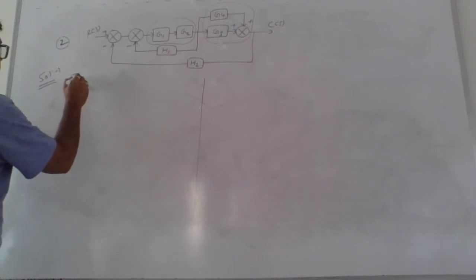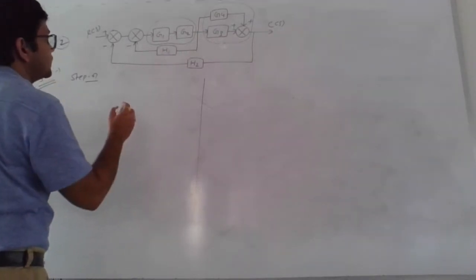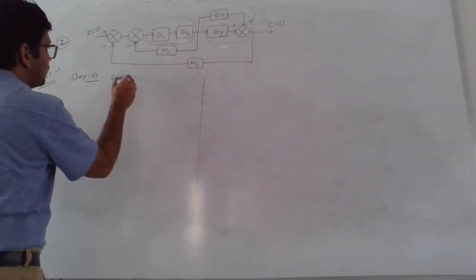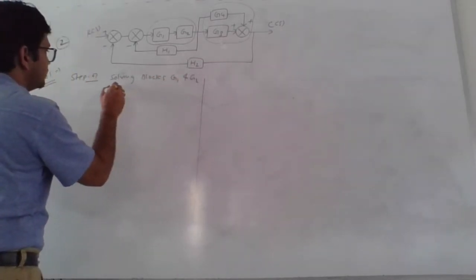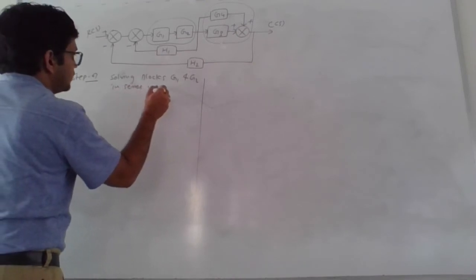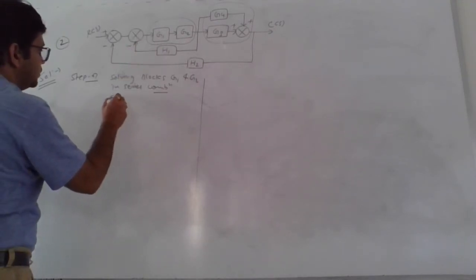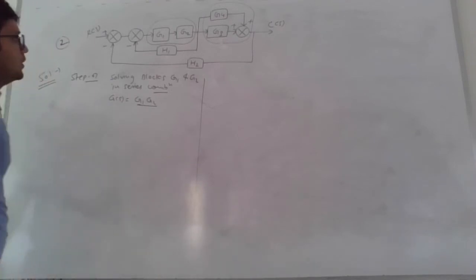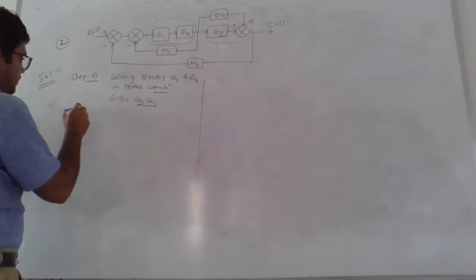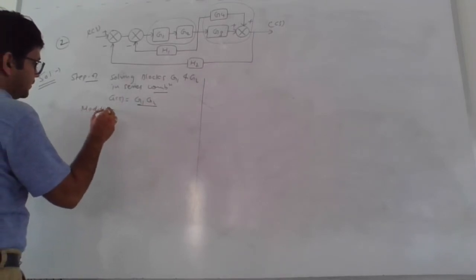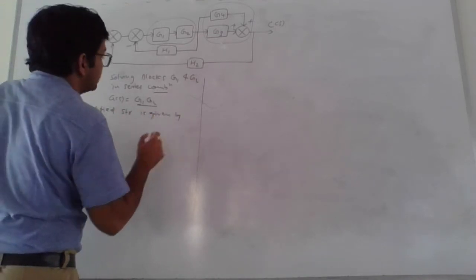So, solution for this, step number 1. Here by observation we observe that these two blocks are in series combination. So I am writing here: solving blocks G1 and G2 in series combination. Therefore, the resultant block gain G of S is nothing but G1 into G2. So if you redraw the structure, or you can say the modified structure is given by, so what will be the modification?